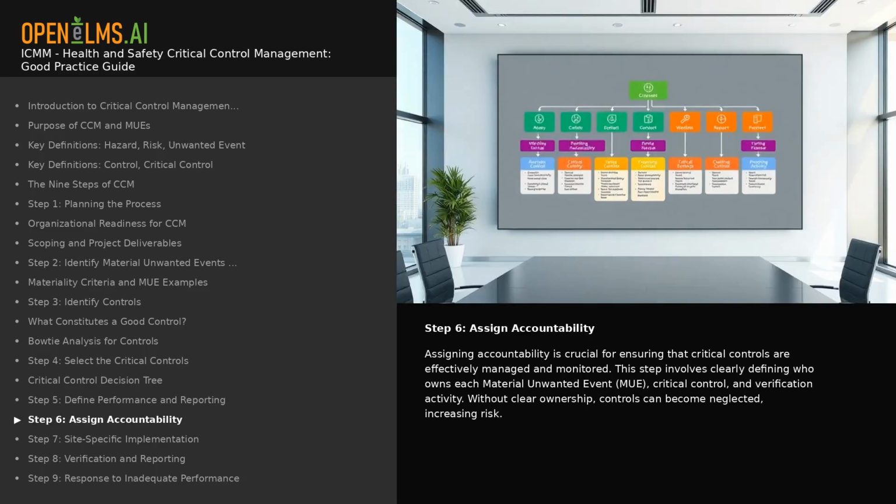Step 6. Assign accountability. Assigning accountability is crucial for ensuring that critical controls are effectively managed and monitored. This step involves clearly defining who owns each material unwanted event, MUE, critical control and verification activity. Without clear ownership, controls can become neglected, increasing risk.